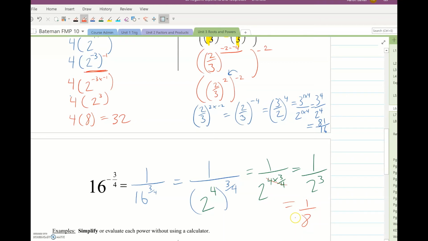Okay, so we're just applying our negative exponent ideas with what we did yesterday. The big first step is usually you flip it first.